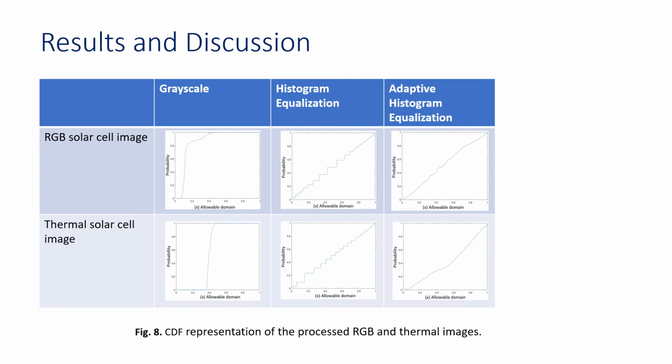Figure 8 shows the CDF representation of both the histogram and adaptive histogram equalization. It shows that for the histogram equalization of both images, the RGB and the thermal image, the grayscale has been normalized. The thermal image provides a more linear CDF, and its range has been extended to occupy the entire spectrum of levels.